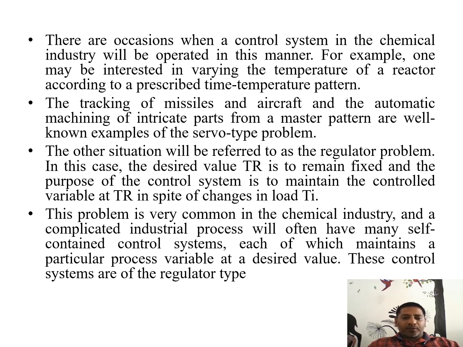The other situation will be referred to as the regulator problem. In this case, the desired value TR is maintained fixed, and the purpose of the control system is to maintain the control variable at TR despite changes in load Ta. This problem is very common in the chemical industries, and a complicated industrial process will often have many self-contained control systems which maintain a particular process variable at a desired value. These control systems are of the regulator type.